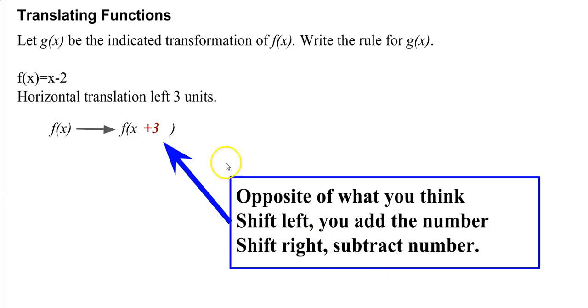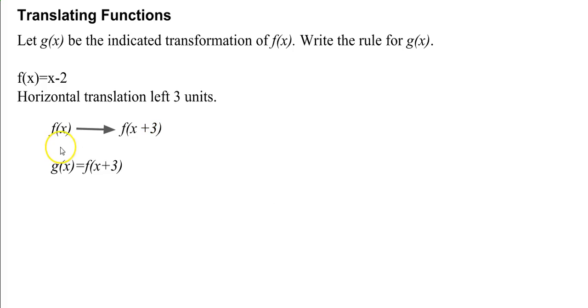If you're going to shift left, it's going to be a plus 3. So we're shifting left, so it's going to be a plus 3. And if you shift right, you're going to actually subtract the number. And this is going to be the case for all transformations. When the number is inside the parentheses, it's always going to be the opposite of what you think it would be. Because if you think it would be left, you'd be subtracting 3. So in this instance, you're going to add 3.